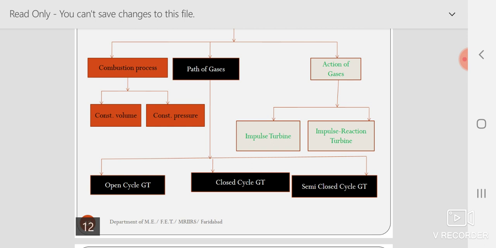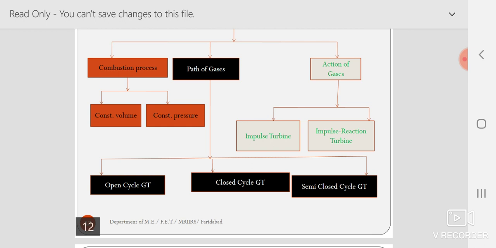So what happens? The same gas is being used again and again, so you have much less loss of gas. The same fuel can be used, and there are many advantages and disadvantages connected with the open cycle and closed cycle. But the advantages of the closed cycle are comparatively more as compared to those of the open cycle.